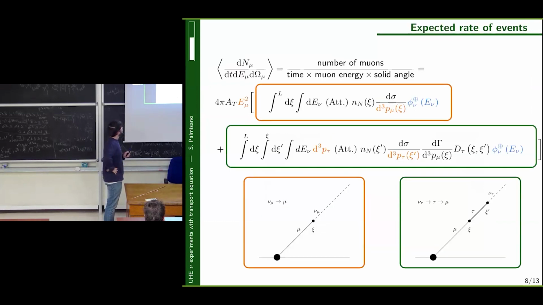Okay, so let me go on and actually arrive at the definition of the rate. So the expected rate of muons has two pieces. The first one is the case of muon neutrinos generating muons. As you can see from this picture, psi labels the point where the neutrino converts to a muon, and then this is summed over.